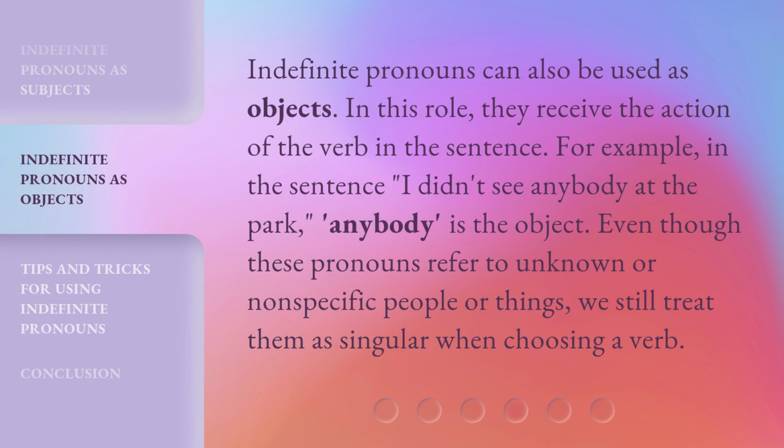Indefinite pronouns can also be used as objects. In this role, they receive the action of the verb in the sentence. For example, in the sentence, "I didn't see anybody at the park," anybody is the object. Even though these pronouns refer to unknown or nonspecific people or things, we still treat them as singular when choosing a verb.